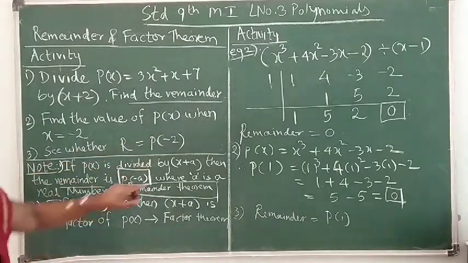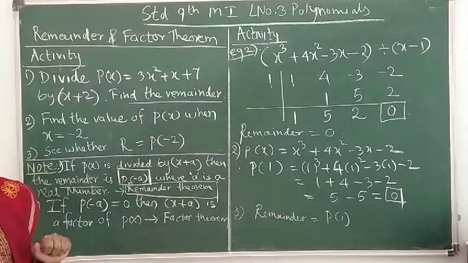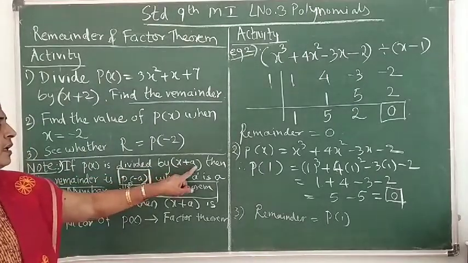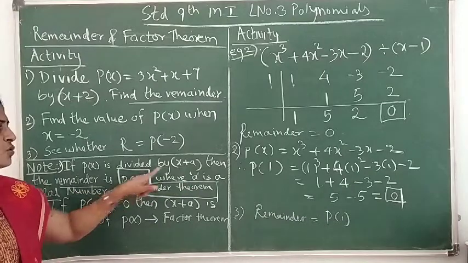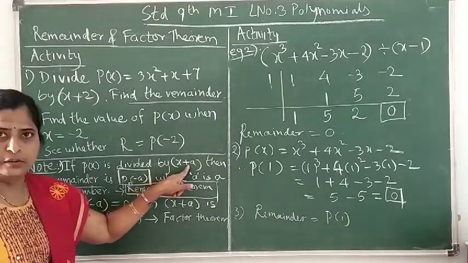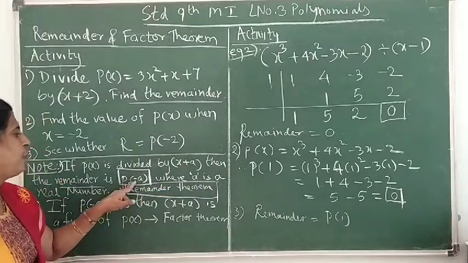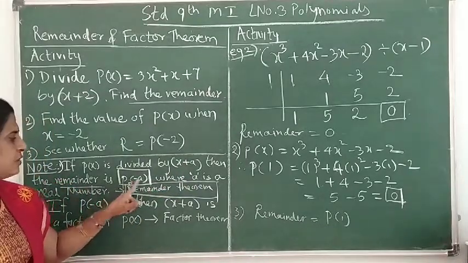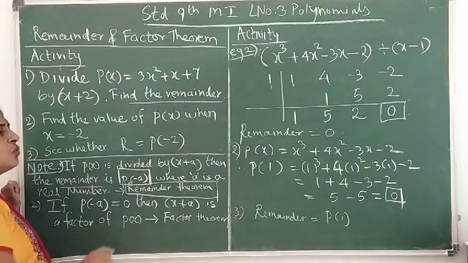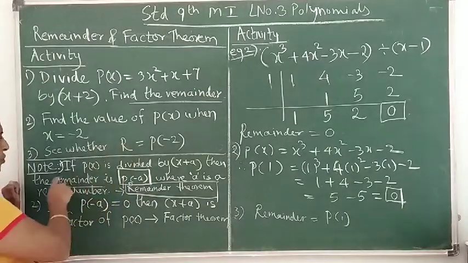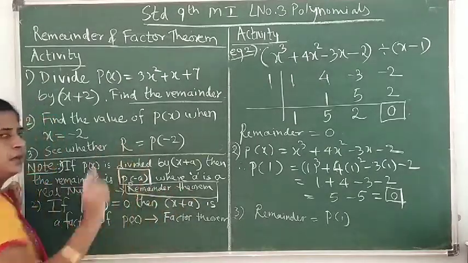Now, what if it is x minus a? If your divisor is x minus a, then you have to take plus a here. So whatever the value of a is here, we will take its opposite for the value. Okay, so you have to understand that. In this way we have come to what the remainder theorem is.